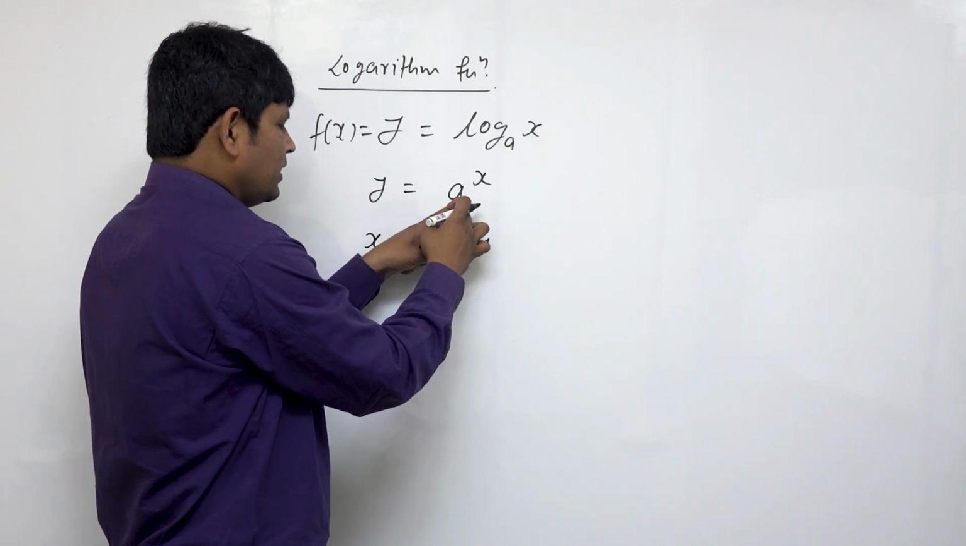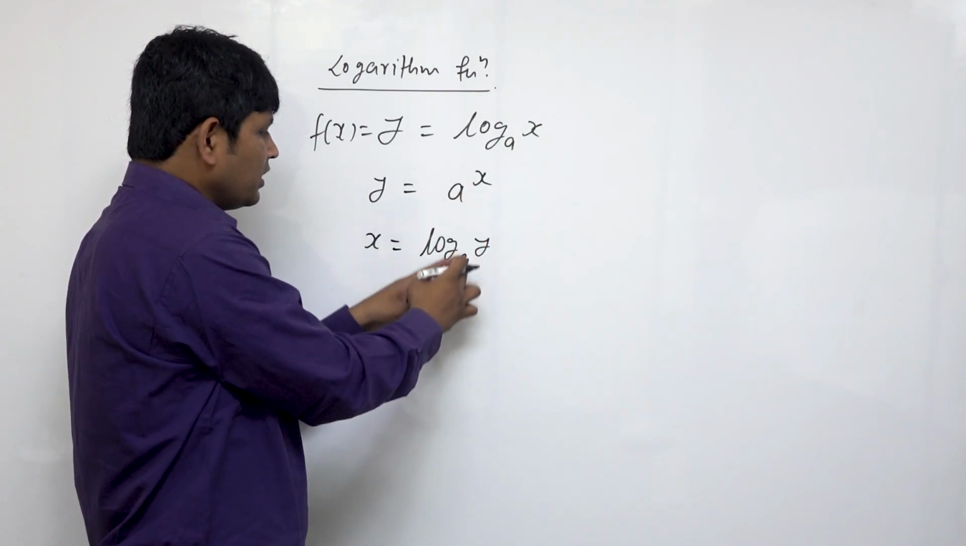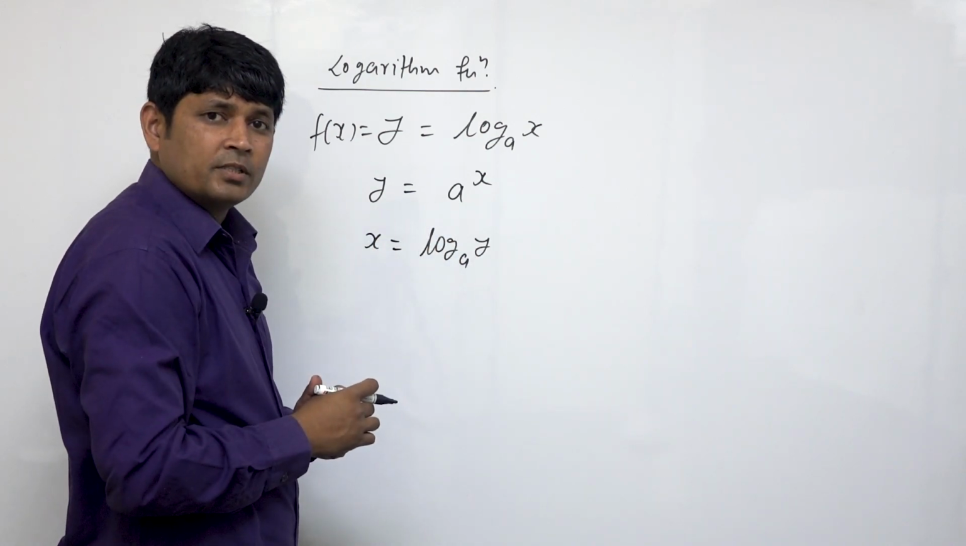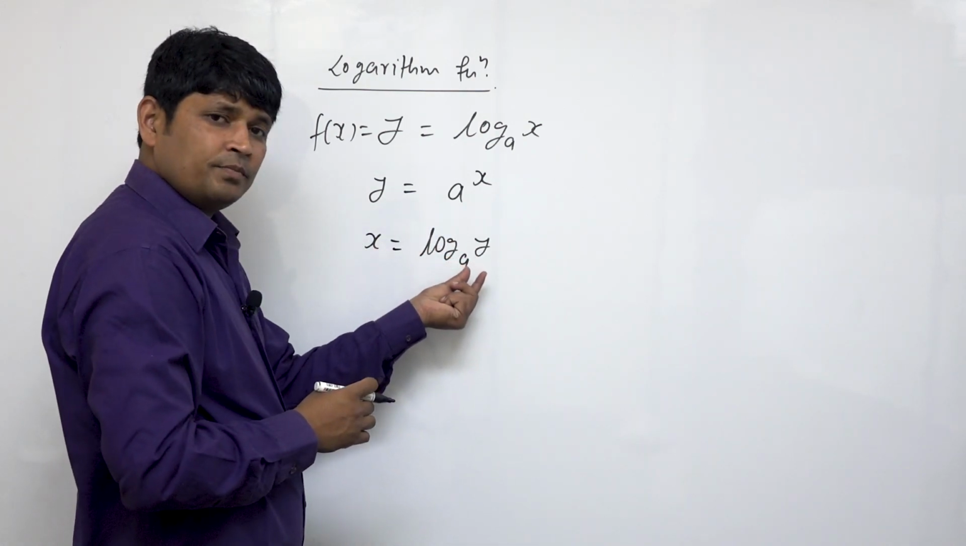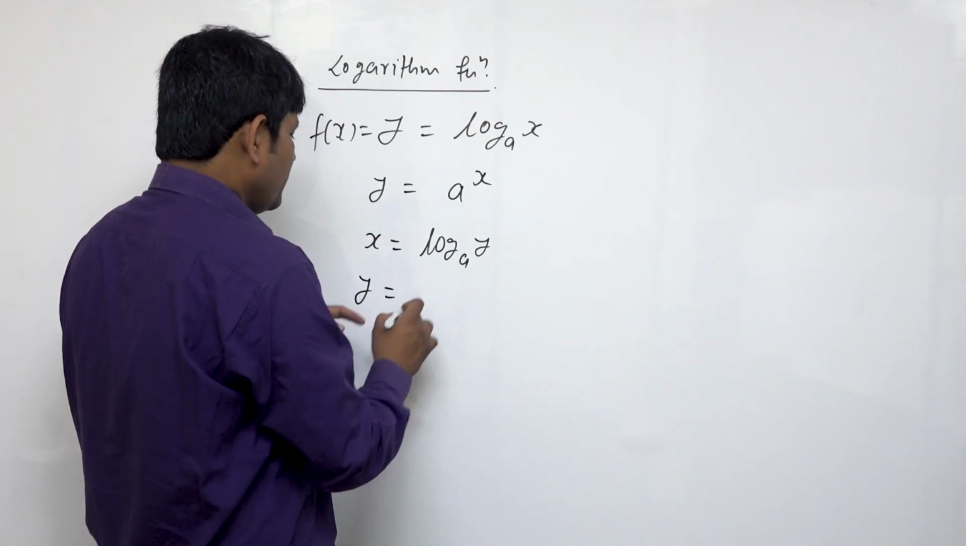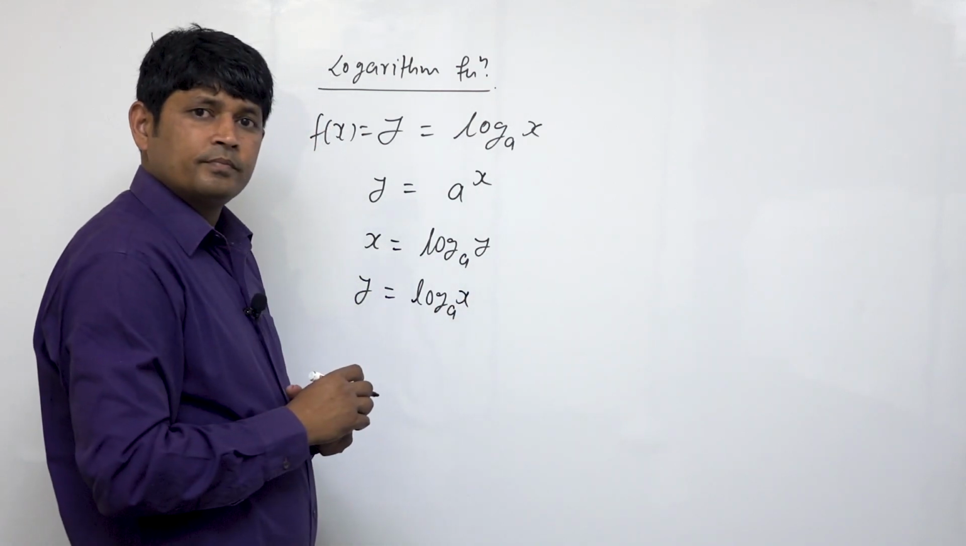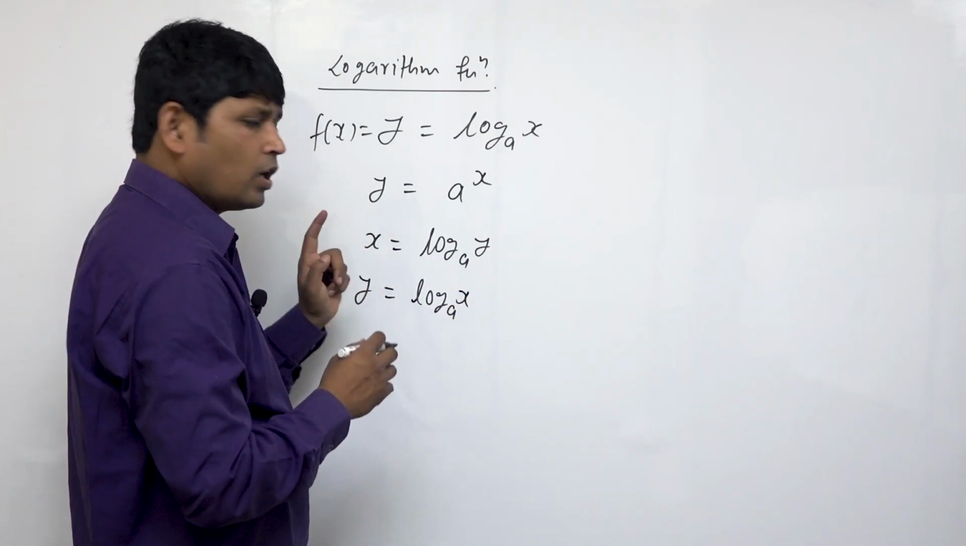The exponential has the base a, and the logarithm has the same base a. Exponential and logarithm both have the same base. So now we solved for x, and x and y are dummy variables. So we can represent this like that: y is equal to log of x to the base a. So this is called the logarithm function.